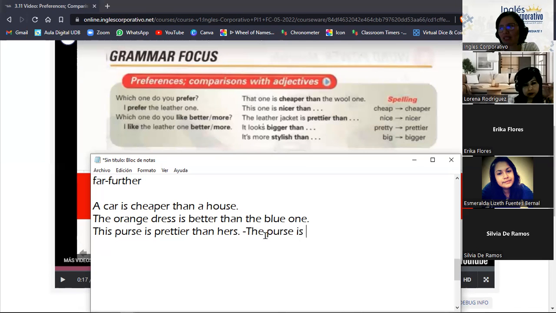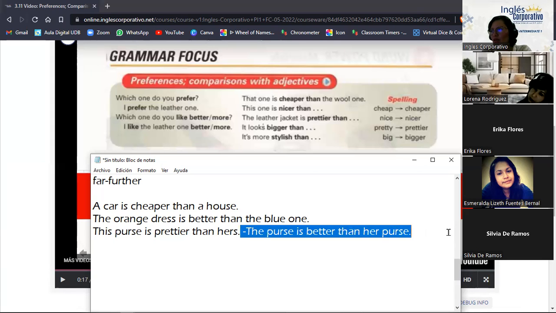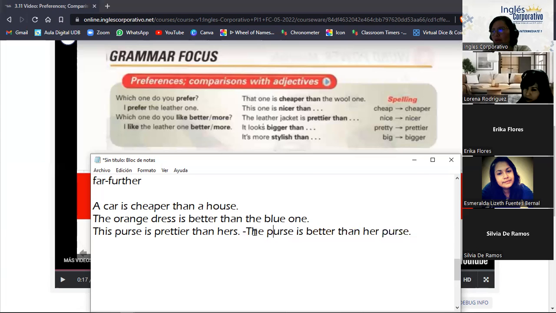This purse is better than her purse, ¿ok? Y para eso sirven los pronombres posesivos, ¿verdad? Porque ya no tengo yo que volver a repetir ese noun, que dije en su momento. Entonces, las dos oraciones están correctas, sin embargo, esta se oye más repetitiva porque ya había dicho purse, ¿verdad? Entonces, this purse is prettier than hers, o sea, que el de ella.